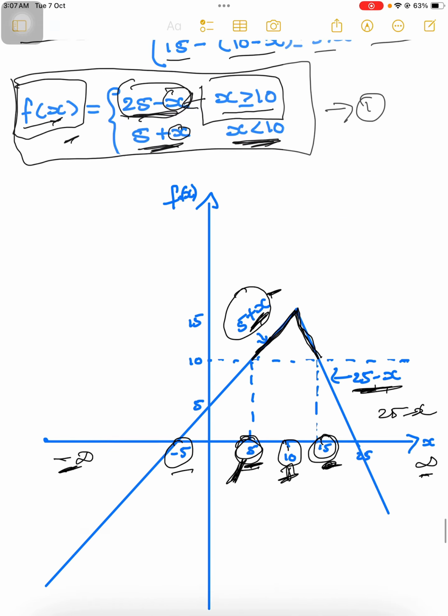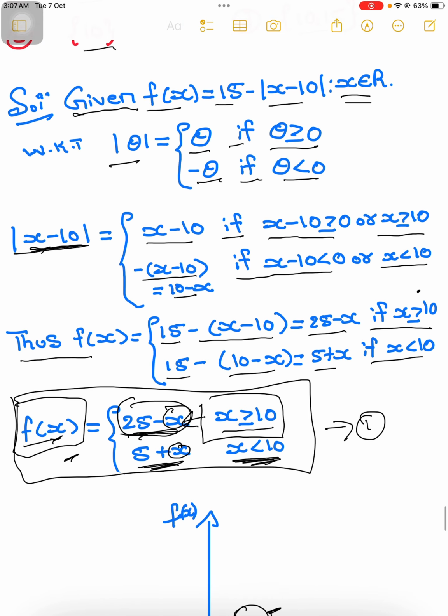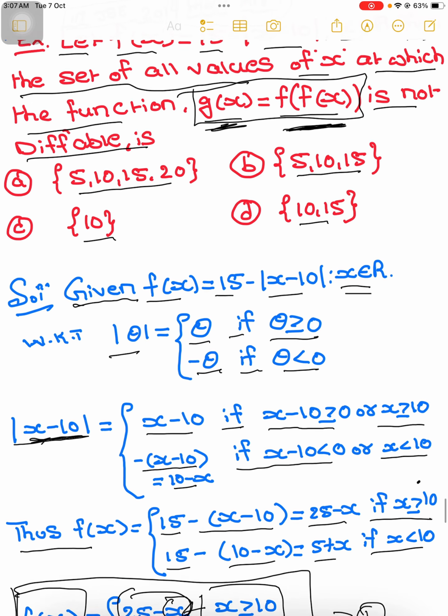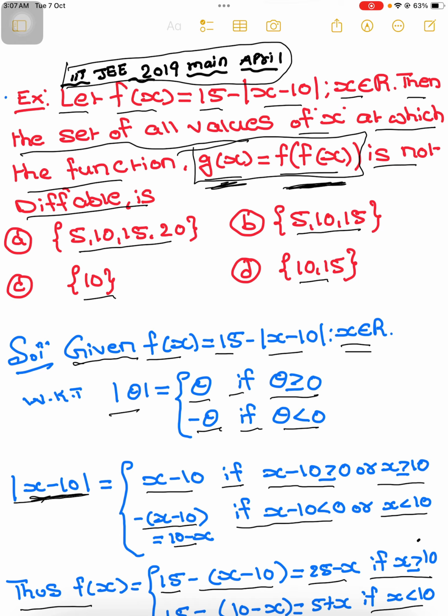The problem is very simple, but you have to calculate very carefully. Each step is very important. If you miss just a plus or minus, you won't get the answer. Systematic calculation is needed, and by observing the values, you have to draw a graph. A very simple and interesting problem. They have given one function and one relation, and they are asking where f of f of x is not differentiable.